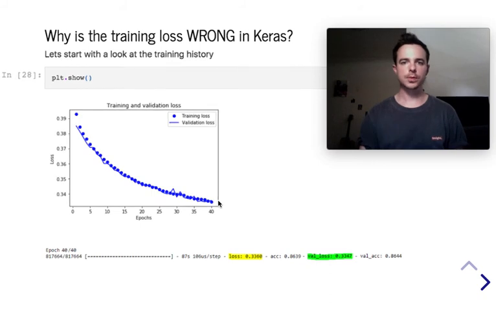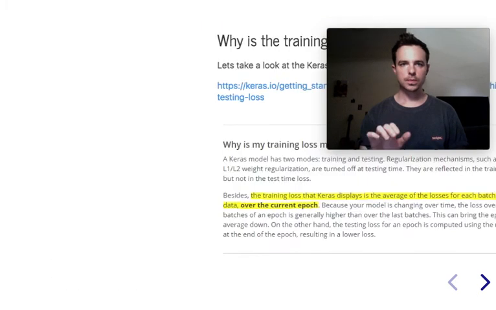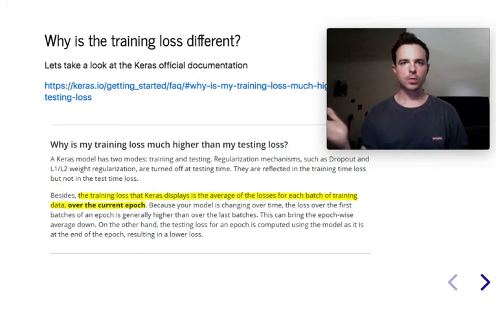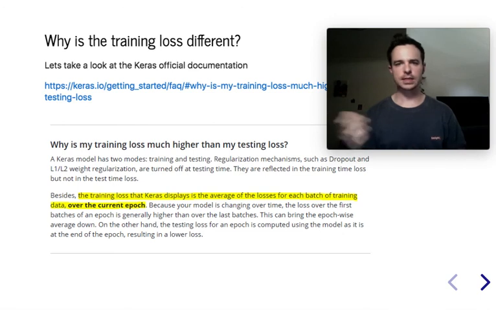So what's the problem? If we go back, yeah, why is it different? So I stumbled across this tiny little section on the Keras website under the frequently asked questions, which is basically, why is my training loss much higher than my testing loss?